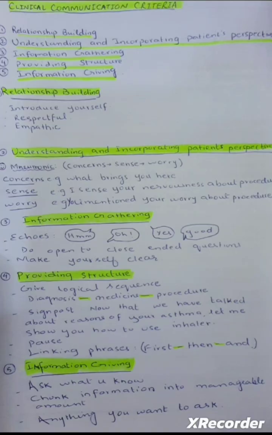And the last part is the information giving part. Always ask or judge the knowledge of your patient, what he or she knows about herself, about her disease, and what are her positive and negative concerns. Then chunk the information into a manageable amount so that your patient can absorb it. And in the end, you may ask your patient if she has any queries or any question.